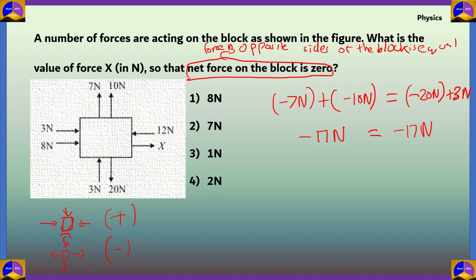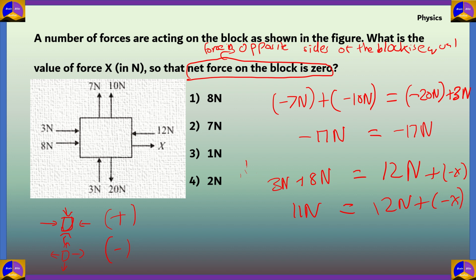So let's look at the left and right sides of the block. Now 3 N and 8 N are moving towards the block, so 3 N plus 8 N would be equal to 11 N, is moving towards it, plus X is moving away from the block, so it would be minus X. 11 N would be equal to 12 N plus minus X. Now let's move 12 N to the other side, so minus X would be equal to 11 N, plus would change to minus 12 N, which would be equal to minus 1.